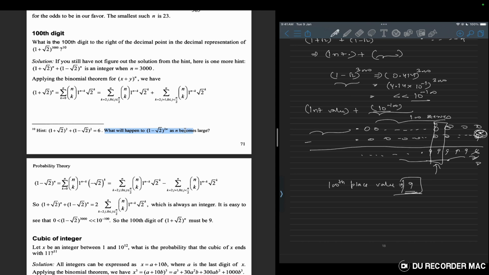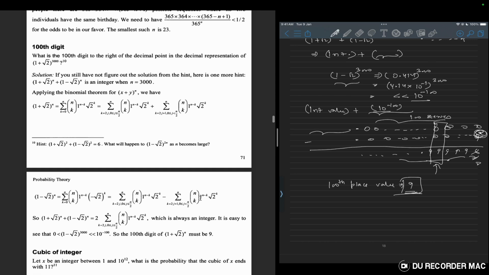In the solution, this has been written all in one line. I just thought of explaining it in case there is any confusion regarding how the author comes to the conclusion that if (1 - √2)^3000 is far less than 10^-100, then the digit is 9. Just for that, I gave an explanation.